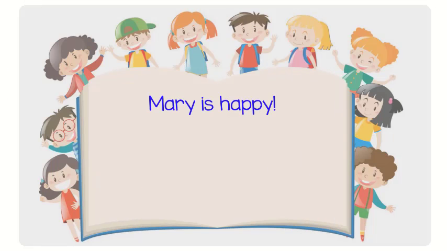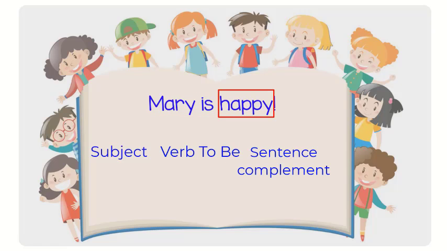Look at that sentence. Mary is happy. It is a statement. If we look closely, we will see that the word order is subject, verb, sentence complement. Every time you write an affirmative sentence with the verb to be, the order will be that. Remember that the subject can be a noun or a pronoun.